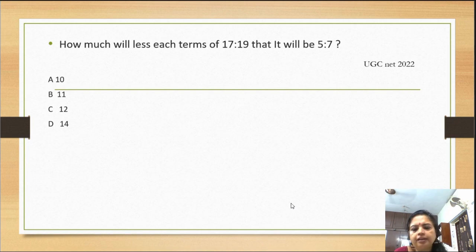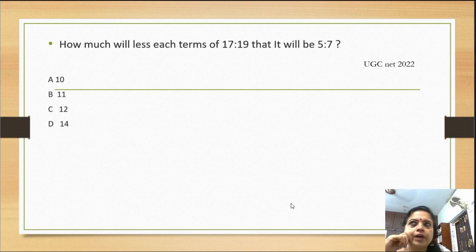This is actually a very tricky question, but the answer is very simple. See, for certain questions we need not do a lot of calculations. We just need to think a bit, and then it will be very easy for you. So if you look at the question, 17 is to 19, how much has to be subtracted so that it will be 5 is to 7?